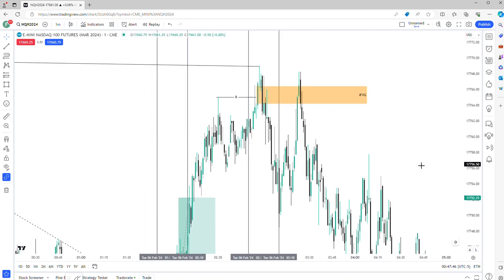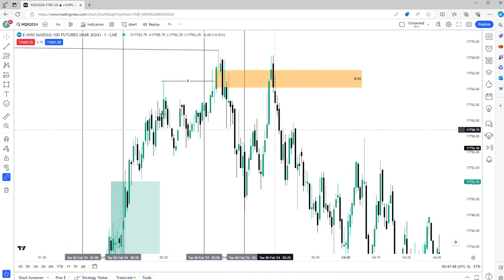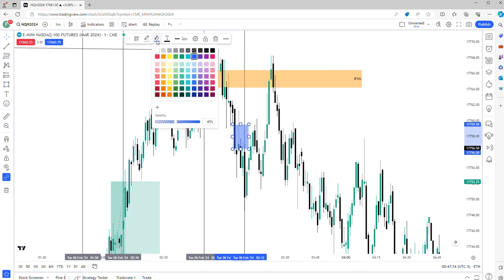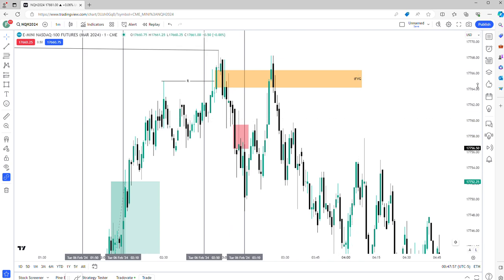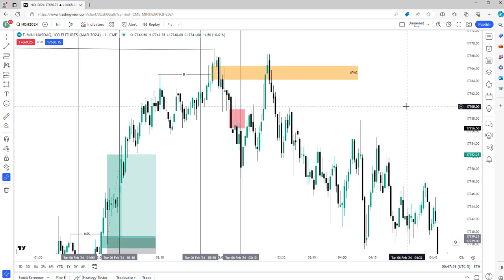The next is that if you wanted to enter from a fair value gap, you might have drawn out this fair value gap here. And fair enough, that there is a bearish fair value gap, but why wouldn't I enter from this bearish fair value gap? Because it's not in a level of premium. It's not in a level of premium.